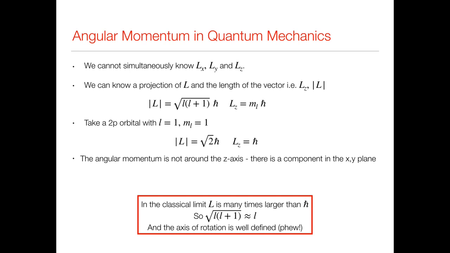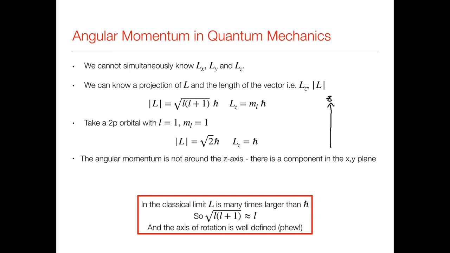If we were to take, for example, a 2p orbital, that would have l is 1, and let's take the m_l is 1 state. If we put those numbers in, we see that mod L, the length of the vector, is root 2 lots of h bar, whereas the projection on the z-axis is just h bar. So what's that really showing us? Here's my z-axis, and my angular momentum vector cannot lie along the z-axis. So the thing cannot be rotating around the z-axis.